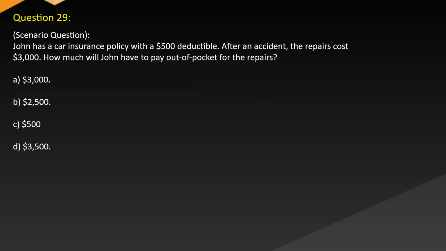Question 29. Scenario question. John has a car insurance policy with a $500 deductible. After an accident, the repairs cost $3,000. How much will John have to pay out of pocket for the repairs? A. $3,000. B. $2,500. C. $500. D. $3,500.